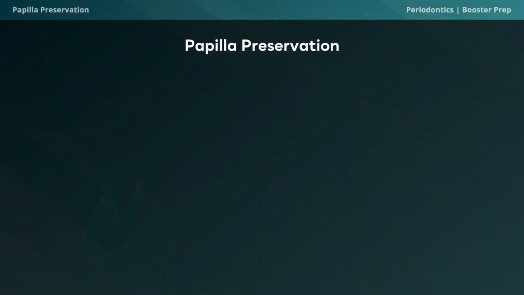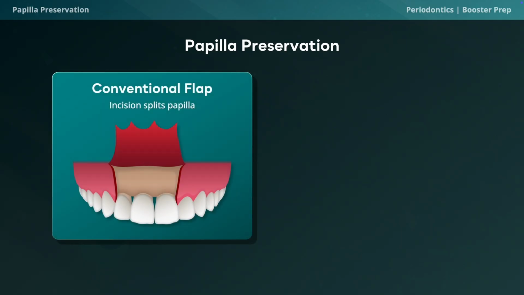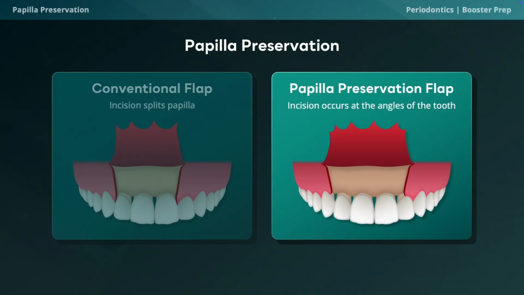A quick but important note about flap design is papilla preservation. So what happens in a conventional flap? Well, the incision is made through the interdental papilla, and this can sometimes lead to loss of the papillae, which leaves behind a black triangle, which is a cosmetic issue and can trap food. So we typically use a papilla preservation flap. As the name suggests, it preserves the papilla.